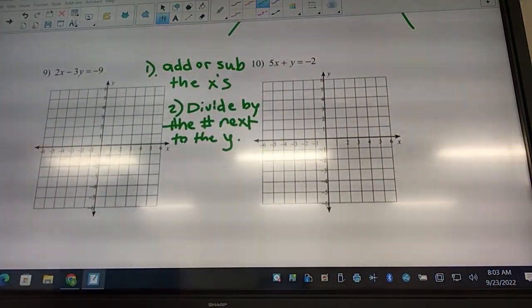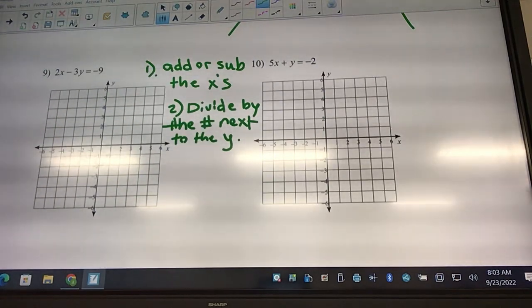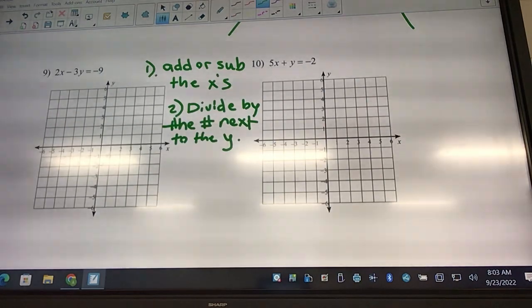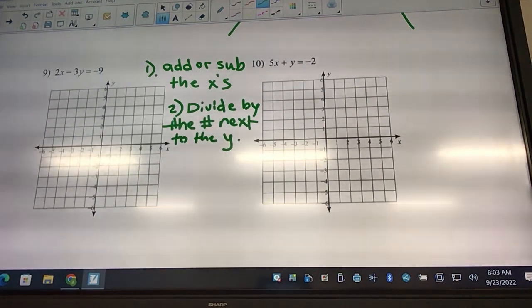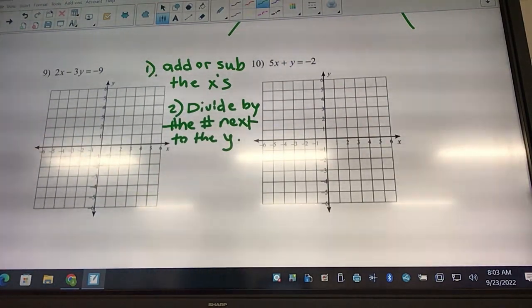Okay? Those are going to be your steps every single time. You're going to add or subtract the x's and then divide by the number that's next to the y. So if we look at 5, it says add or subtract the x's. Okay, so find the x. Are you going to add or subtract it?